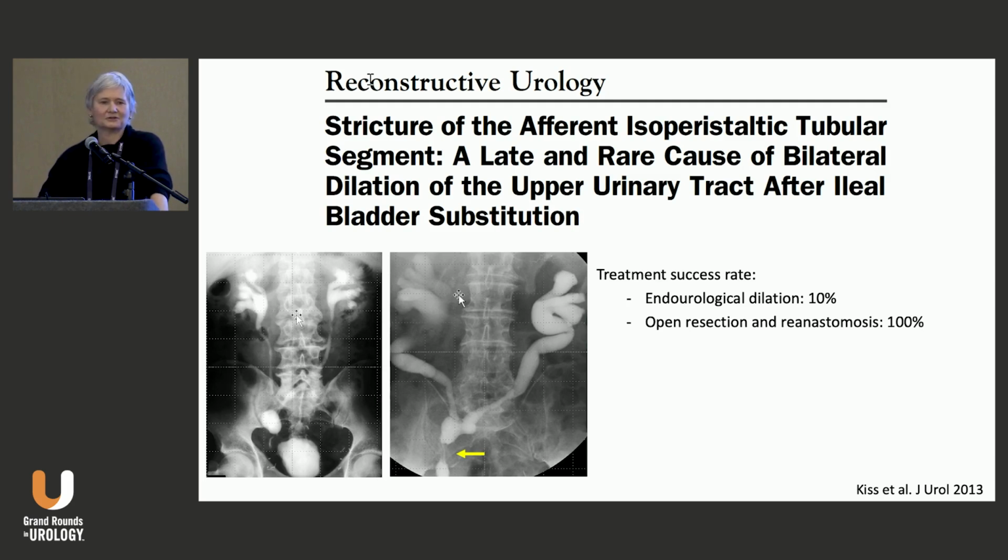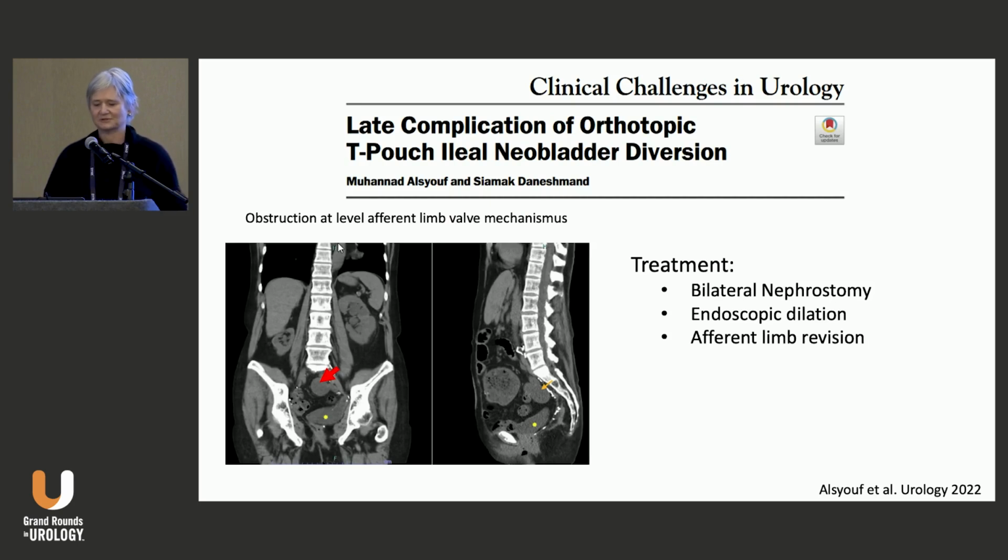And here again, you can try an endourological treatment, 10% success rate in the 3 or 4 patients that we have, or an open resection. You just open up, cut the piece out, and readapt your afferent tubular segment, and that was 100% successful. And interestingly, I just found a recent publication from USC where they had the same problem with their afferent limb mechanism for the T-pouch, where there was a stenosis. And this was the one case they reported. They tried endoscopic dilation, didn't work, and then they revised the limb, and the patient was cured.